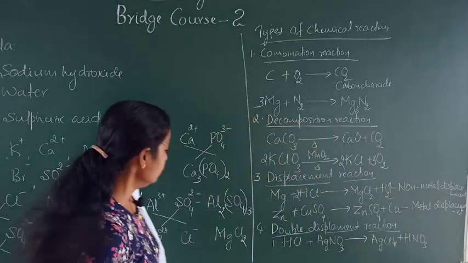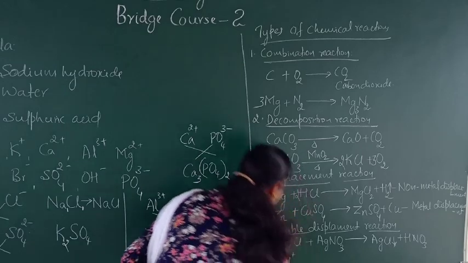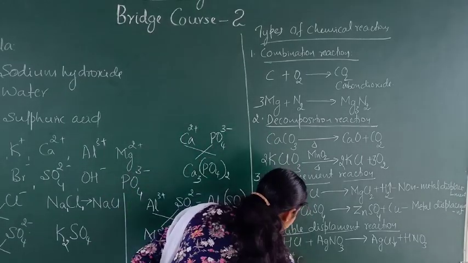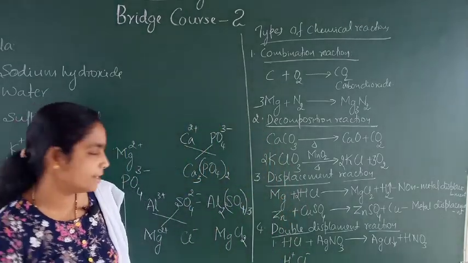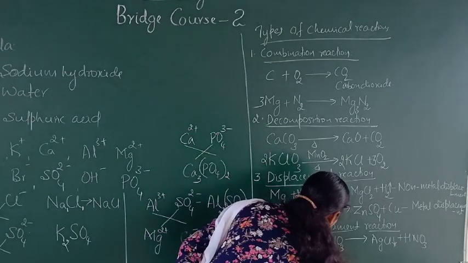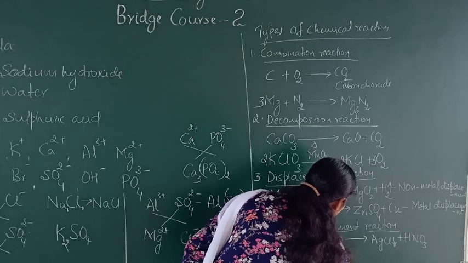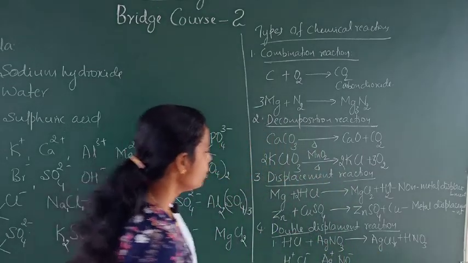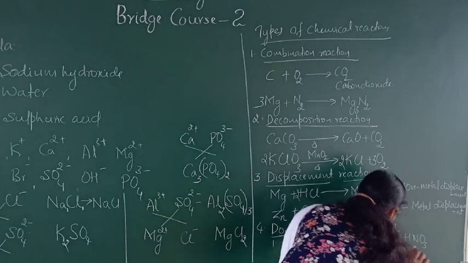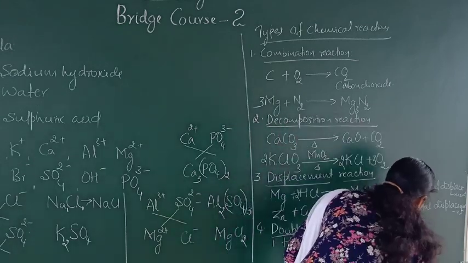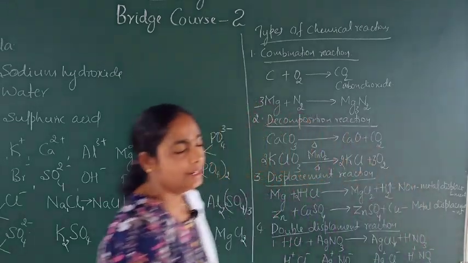Now we will consider the cations and anions present in the reactant side. H plus ion, Cl minus ion. Positively charged ion is cation, negatively charged ion is anion. In AgNO3, Ag plus is the cation and NO3 minus is the anion. In the product side, the silver chloride, Ag plus ion, Cl minus ion, nitric acid, H plus ion and NO3 minus ion.